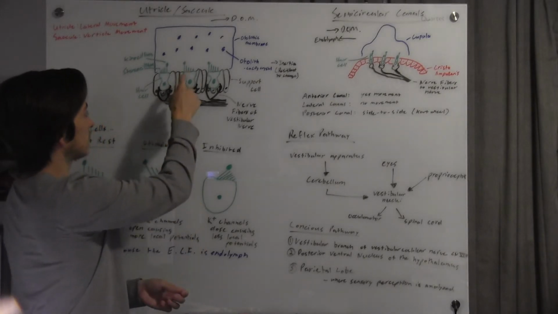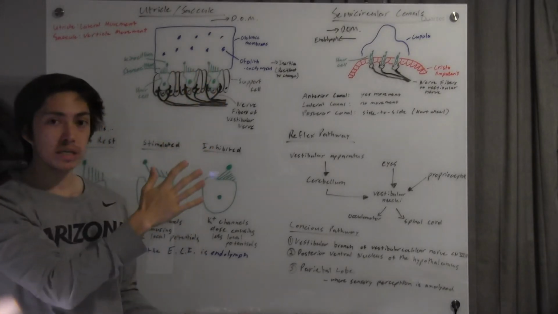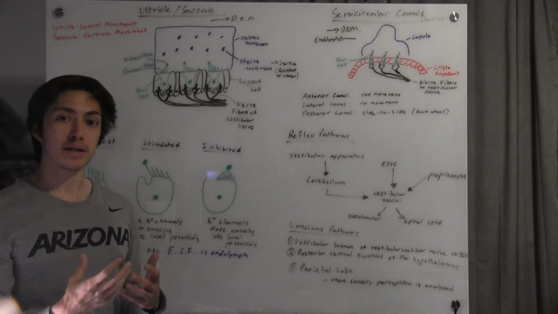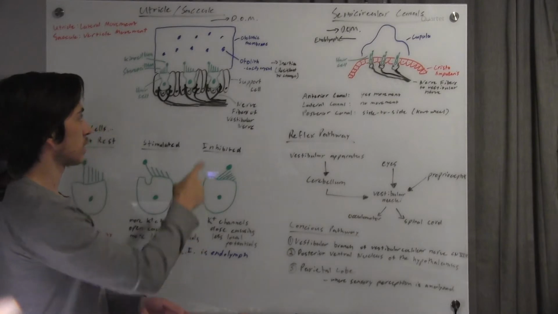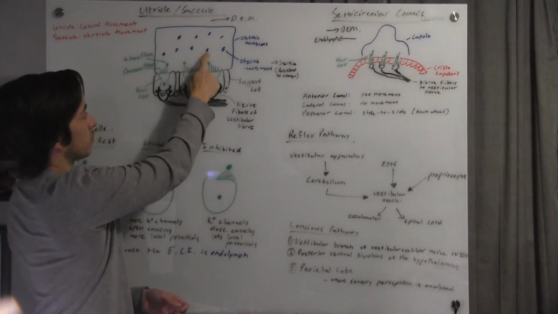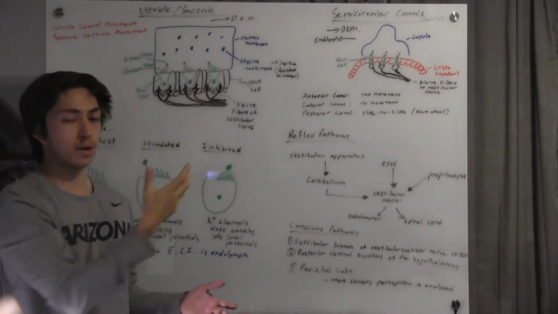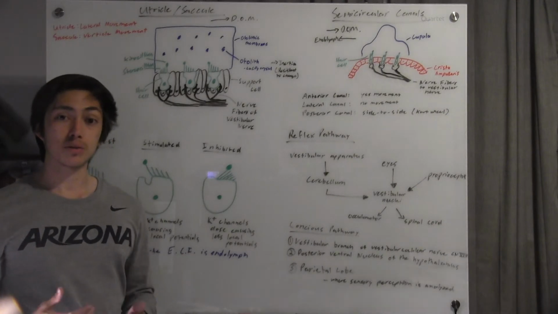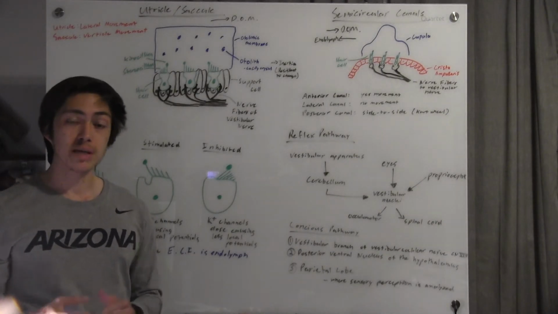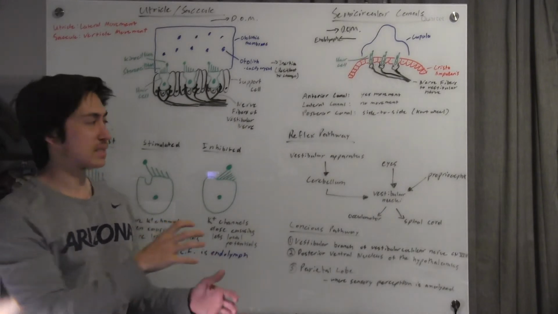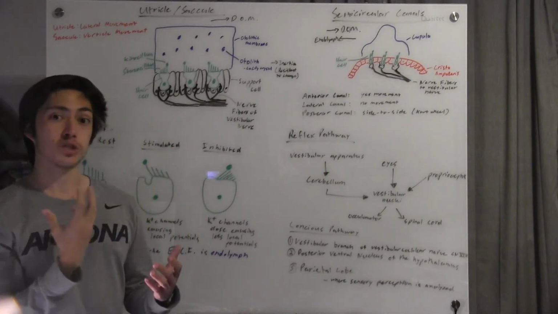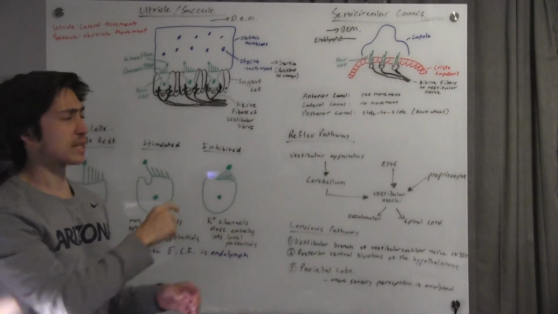Okay, and the stereocilia and the kinocilium are embedded in a membrane, and that's going to be called the otolithic membrane. Okay? And in the otolithic membrane, we have these otoliths, and those are calcium carbonate crystals that create inertia. And that might sound like a fancy word, but all it means is that it's going to make it resistant to change. Okay, so let's look at that.